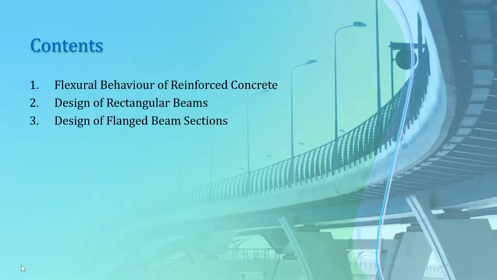So there are three main topics to be discussed in this chapter. The first is the flexural behavior of reinforced concrete. After looking at the behavior of reinforced concrete both theoretically and analytically, we will then proceed with the design of rectangular beams and design of flanged beam sections.